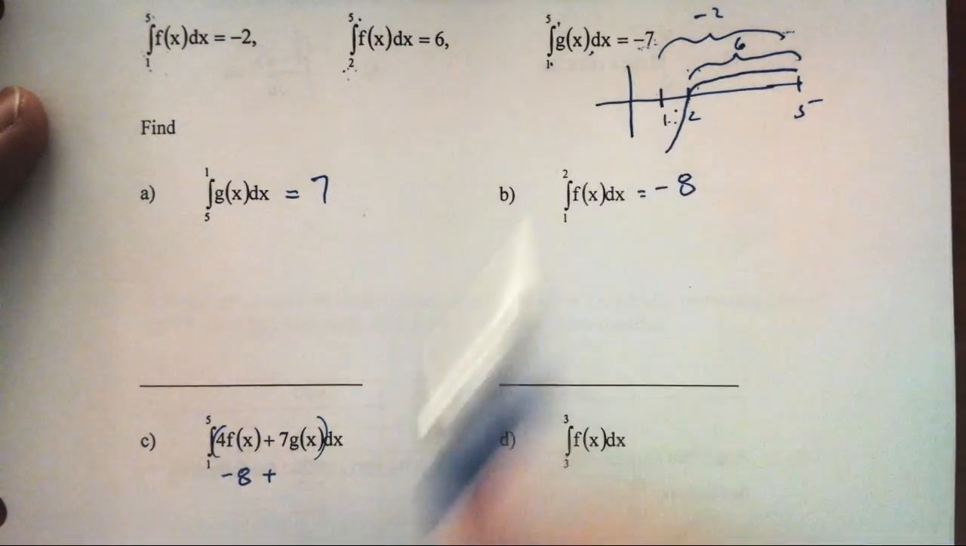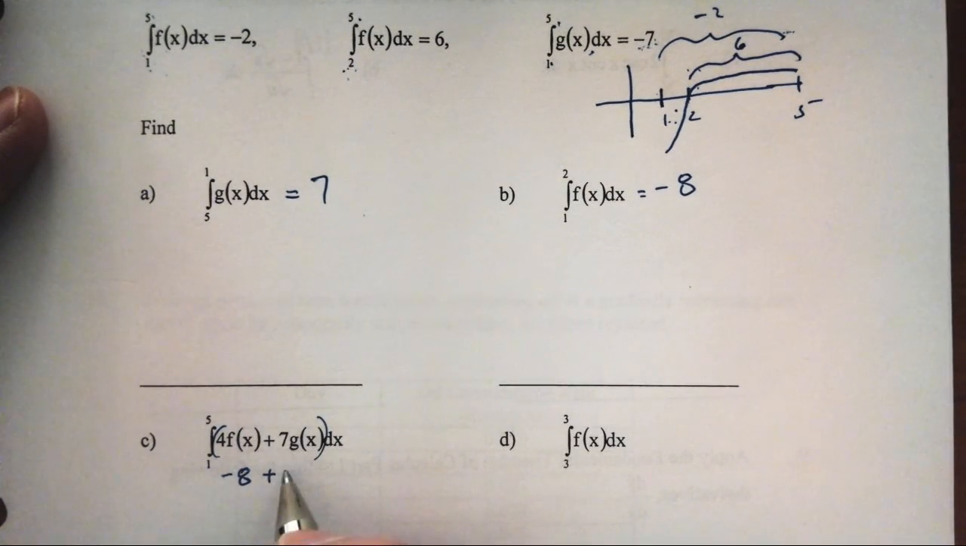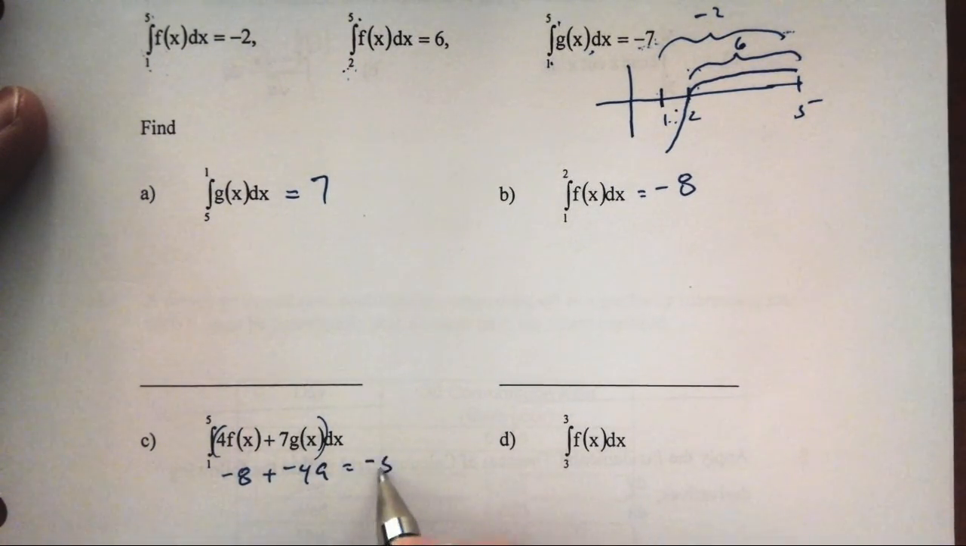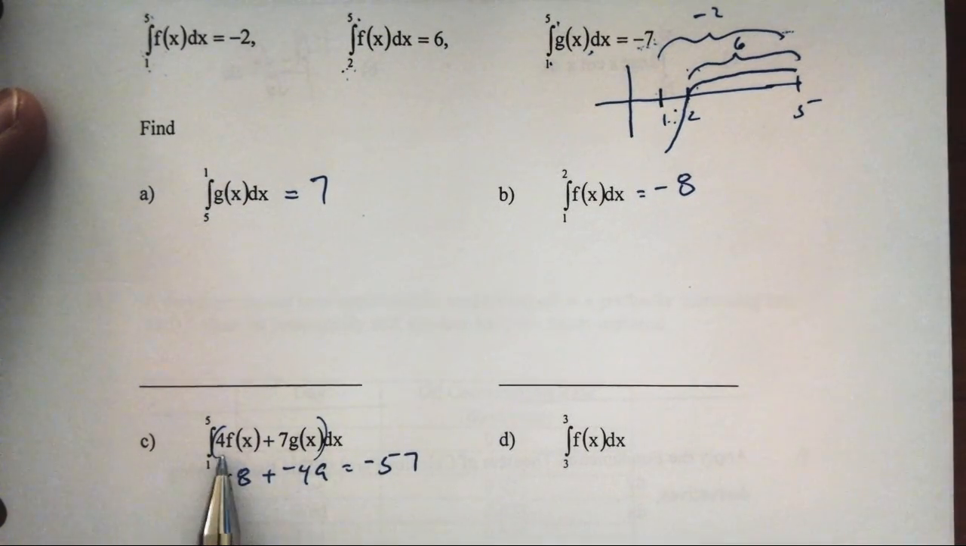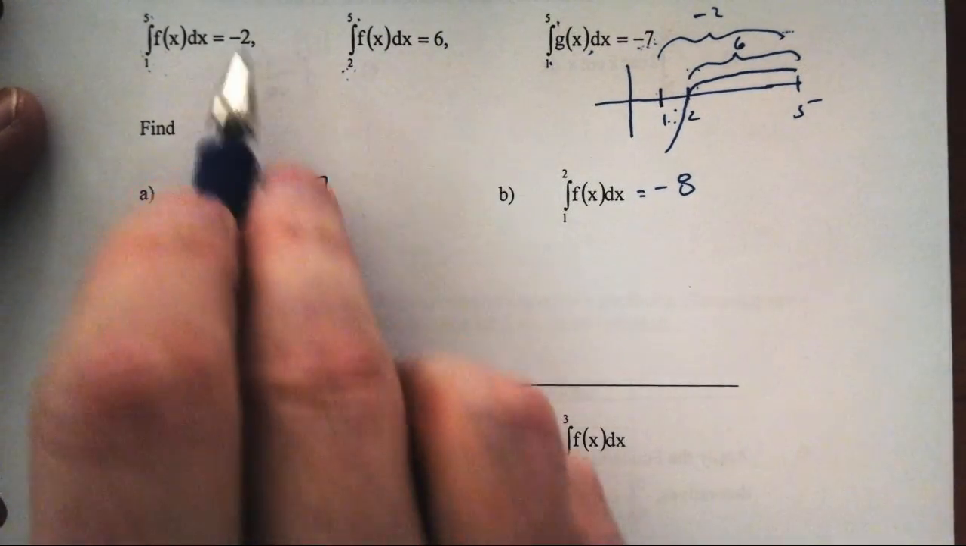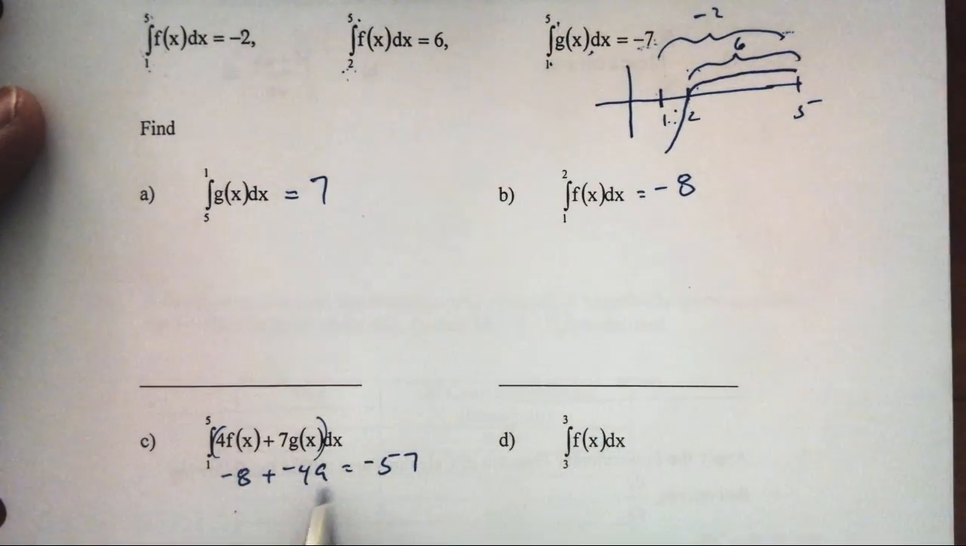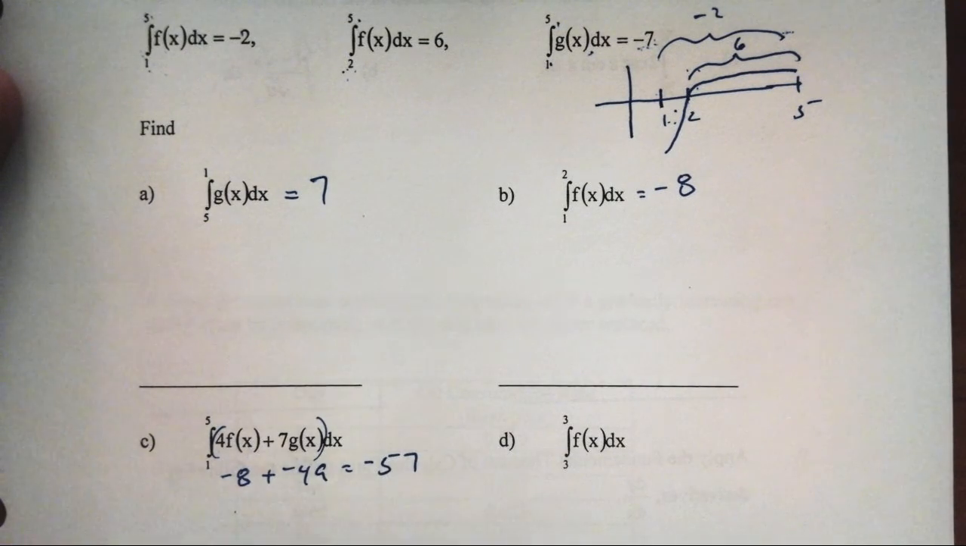From 1 to 5, g is negative 7, so 7 times negative 7, negative 49, and we get negative 57. Double check. 4 times negative 2, negative 8, 7 times negative 7, negative 49. One of the more common mistakes made on the quiz as well was just handling that. Don't be afraid to grab your calculator on that if you have it, or double check these things.